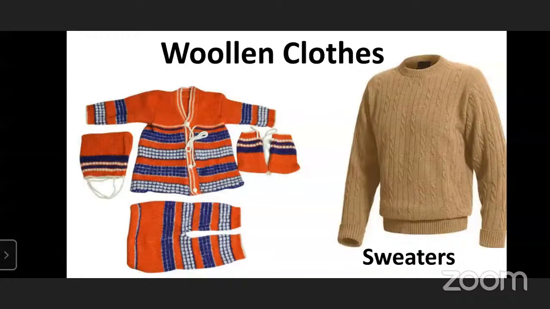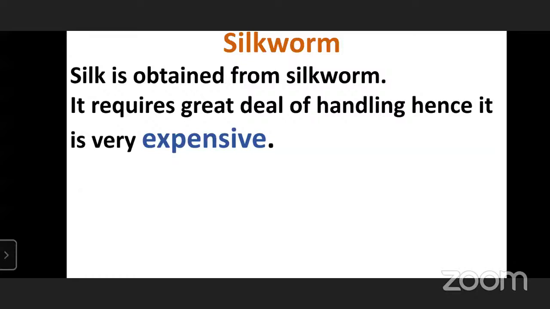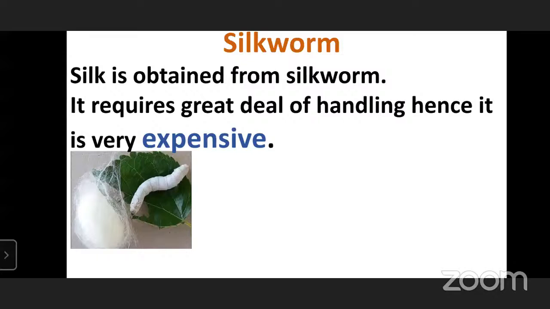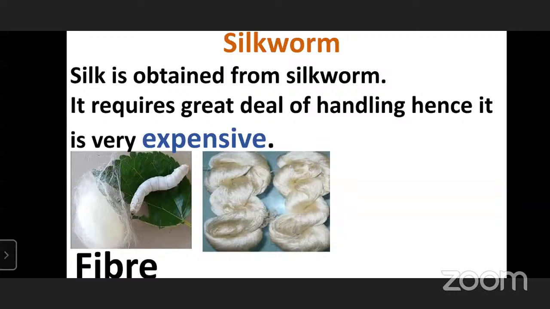Next, now we had seen, next is silkworm. Silk is obtained from silkworm. We had seen there, this is a small insect. Silkworm. So we will get the silk from the silkworm. It requires great deal of handling, hence it is very expensive. You can see here, children, this is the fiber of silk. You can see here, it is so shiny, and you can see in the first picture the fiber is so delicate. It is very delicate, so we have to handle it very carefully. So because it needs a great effort, it is very expensive. It is very costly.